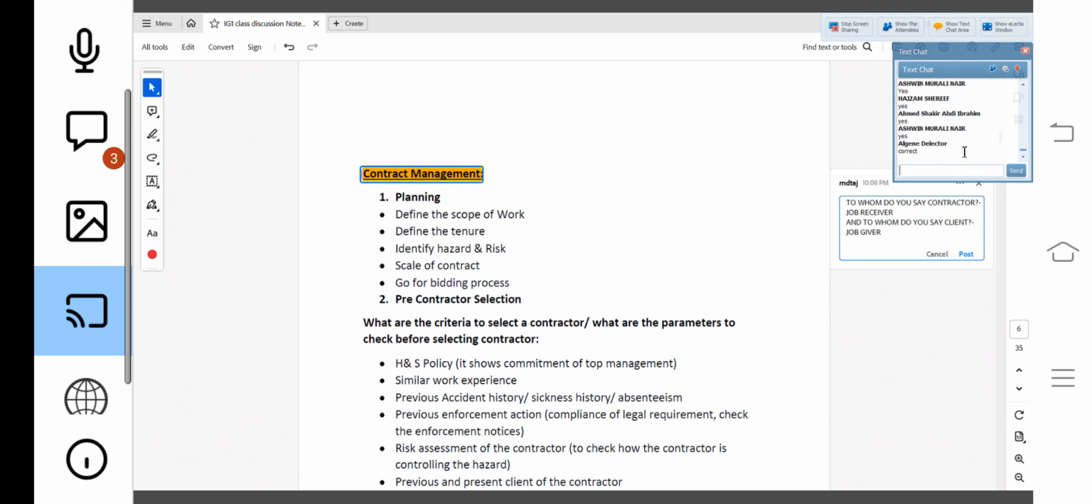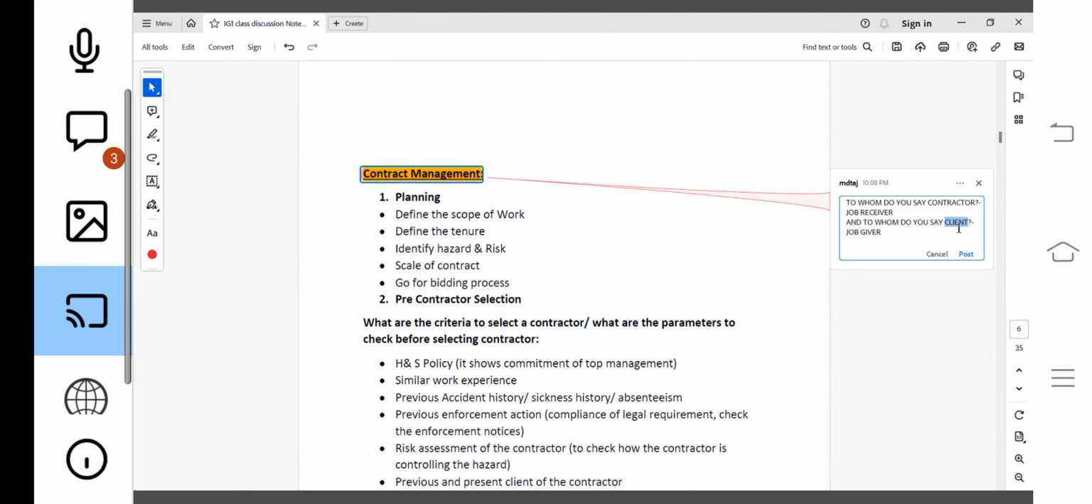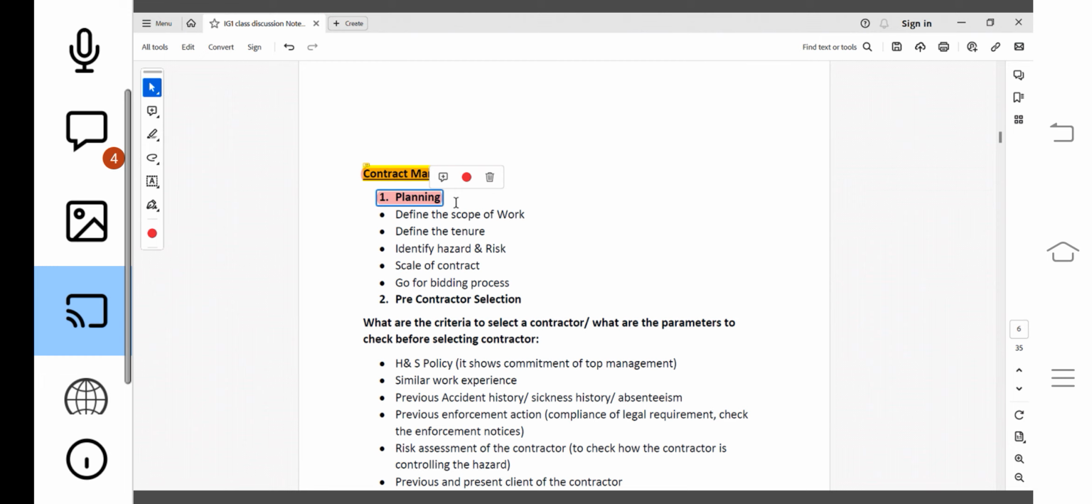Okay. Now there are certain things which have to be ensured by the client, like me, who wants to get my house exterior painted. So there are certain things which I have to do. Contractor management has to be done in three phases. The client must first do the planning. I want to get my house painted, so first I have to make a plan and define the scope of work. What is the scope of work?